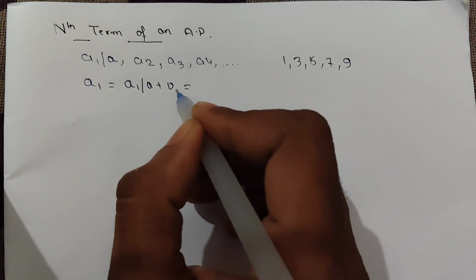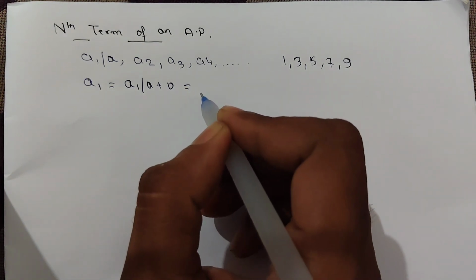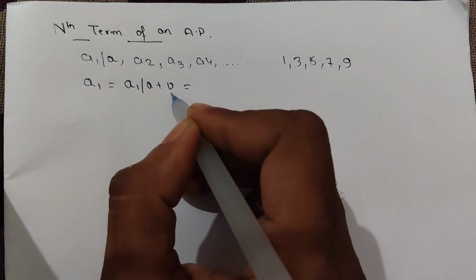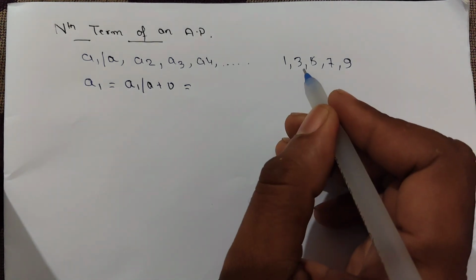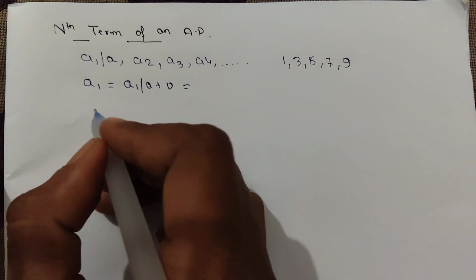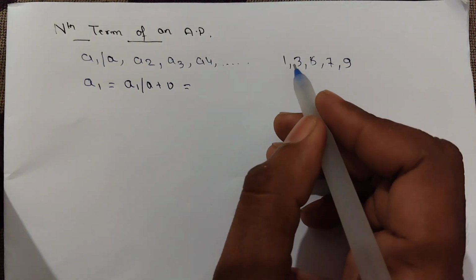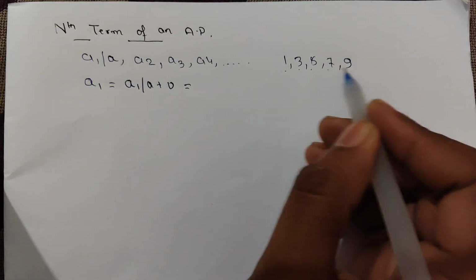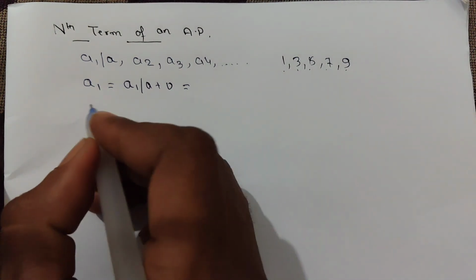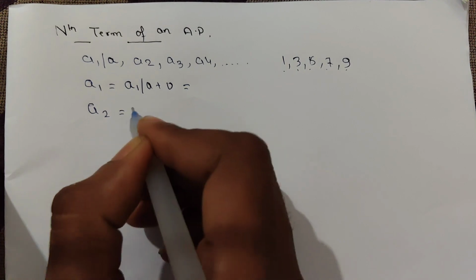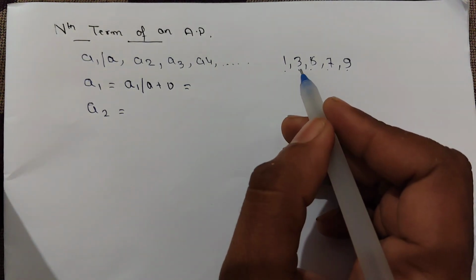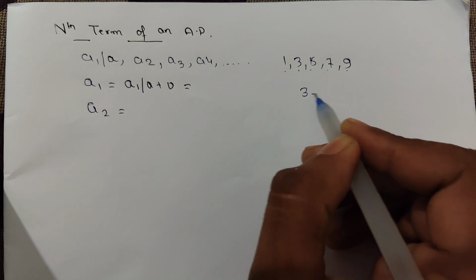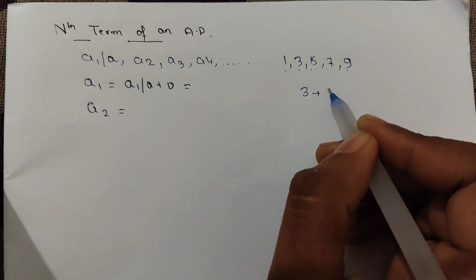Wait, it's incomplete. I will tell you why. Up to here you understood? Yes, sir. Why 0, sir? I will tell you everything. Now if I want to write 3, 3 is A2, right? This is A1, A2, A3, A4, A5. So here A2 equals how much? How did I get A2? I got 3 from 1, as you told us.